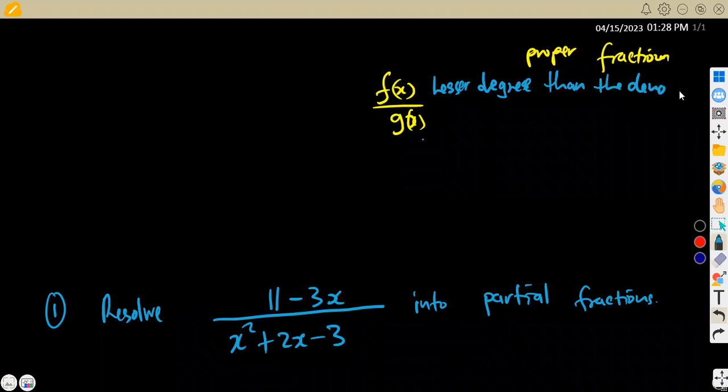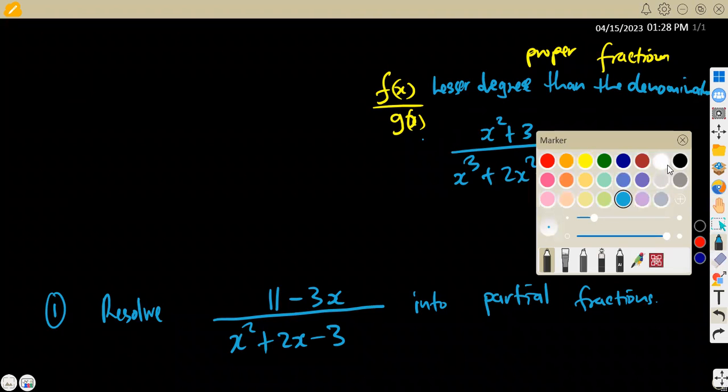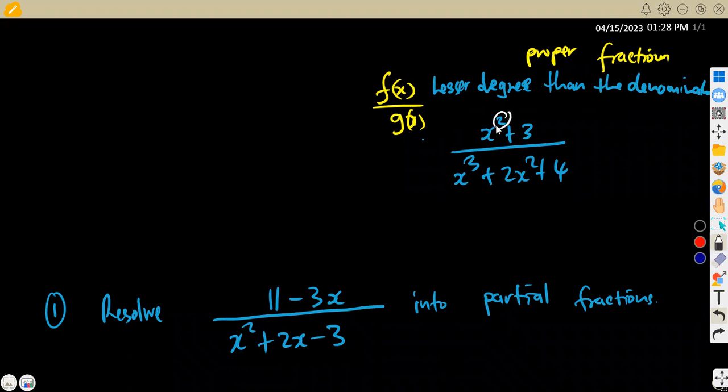All right. So what are we trying to say in this case? If this is x squared plus 3, we are supposed to have a bigger exponent, like x cubed plus maybe 2x squared plus 4. We can check that in the numerator, the highest exponent that we have is 2. In the denominator it is 3. So it's a proper fraction. We've got a lesser exponent in the numerator compared to the denominator.